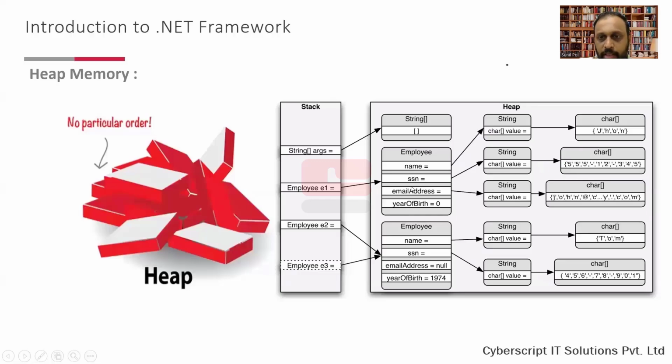Name, SSN and email address are of type string, so those are the reference type variables. Those are pointing to the memory location where the exact data is stored on the heap memory. But in case of year of birth, it is an integer type and it is a value type. So that's why it is stored here only instead of pointing to some other memory location.